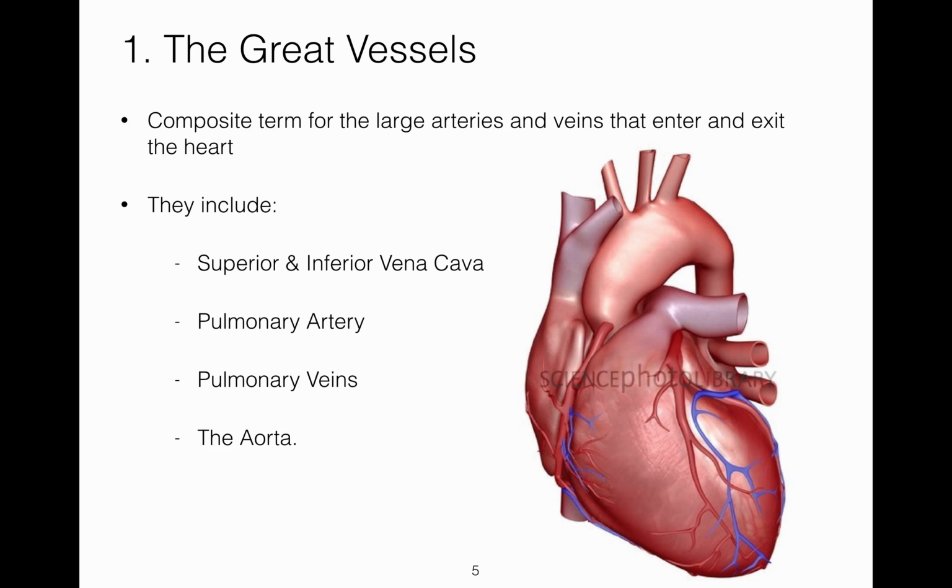The great vessels. The great vessels is a composite term for the large veins and arteries that enter and exit the heart. The great vessels are the superior vena cava and the inferior vena cava, the pulmonary artery, the pulmonary veins, and the aorta. In the first part of this lecture, we will consider aspects of the great arteries, starting with those that allow blood to enter and exit the right heart, then those that allow blood to enter and exit the left heart.